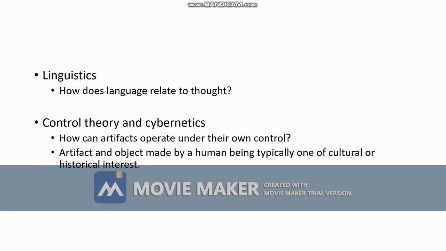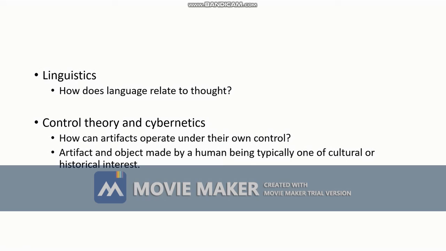Next building block is linguistics. When we think something, we think in some sort of language, right? It may be Hindi, English, French, German, anything, but we think in some kind of language. So how does this language relate to our thought? This is a very interesting question that belongs to linguistics.